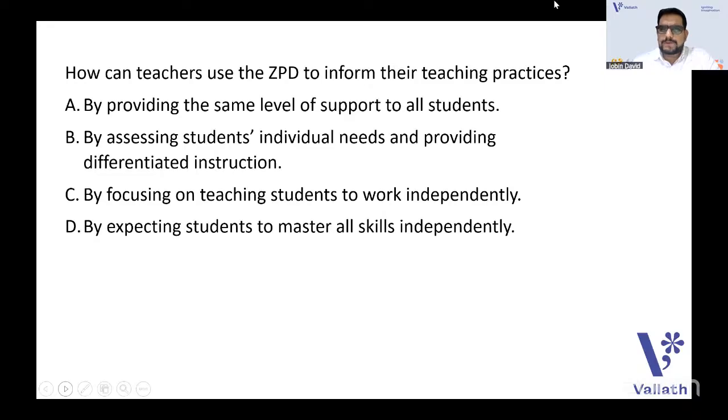How can teachers use the ZPD to inform their teaching practices? ZPD is a very important topic in teaching aptitude. That is the zone of proximal development. So, by providing the same level of support to all students, by assessing students' individual needs and providing differentiated instruction, by focusing on teaching students to work independently, by expecting students to master all skills independently.